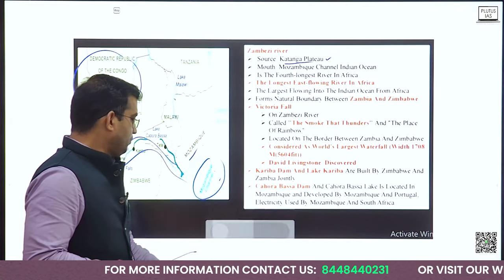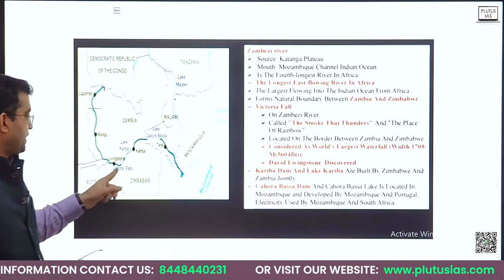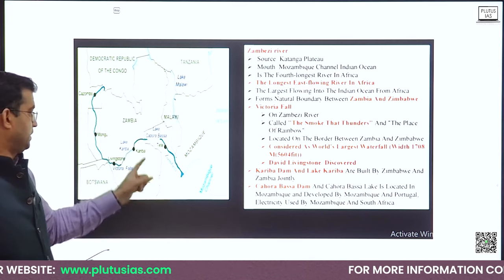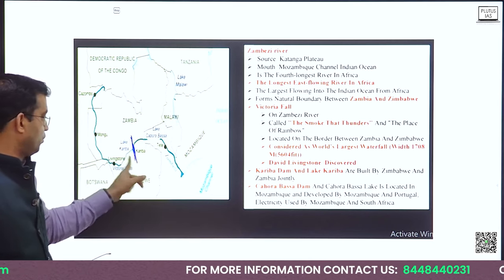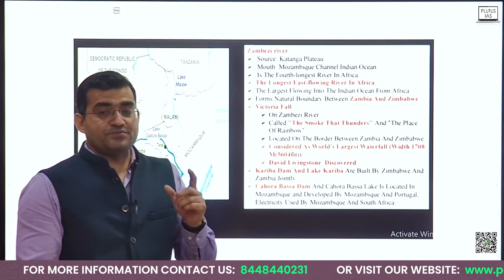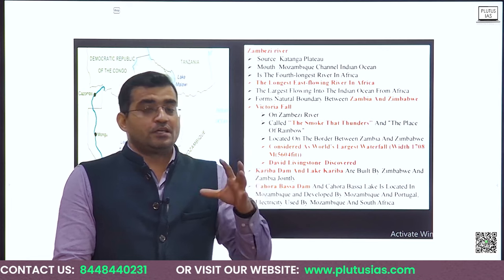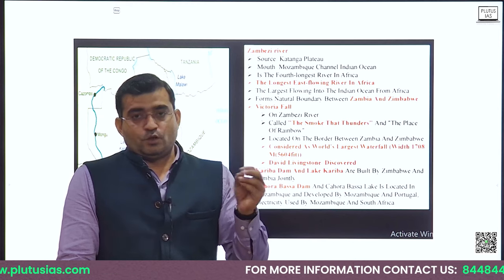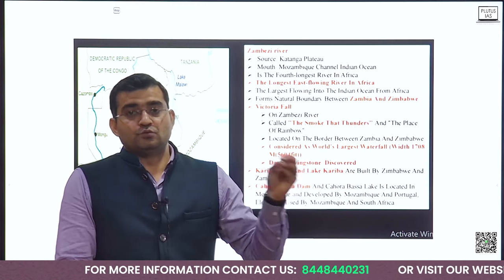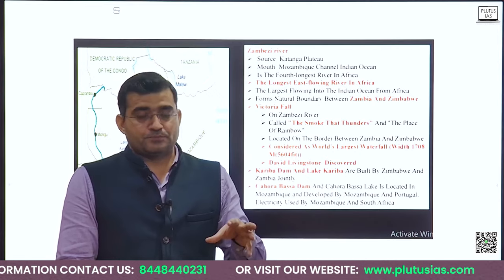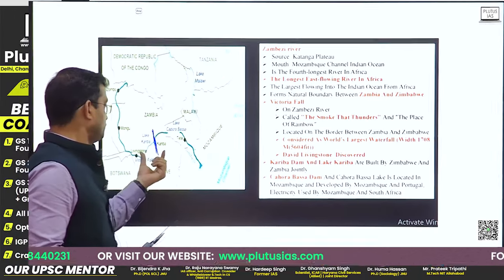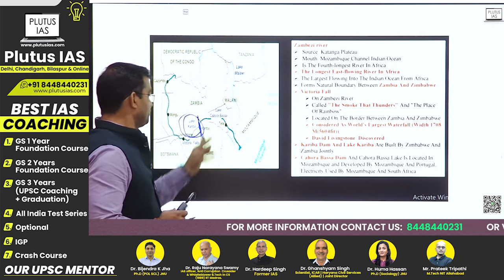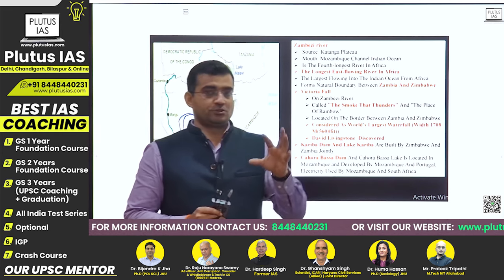The government of Zimbabwe and Zambia decided that this potential of the river should be utilized for people's well-being. It happened, and here Kariba Dam was constructed. Now, an interesting fact: Kariba Dam and Kariba Lake are on the Zambezi River. More interesting, Kariba Dam on the Zambezi River is considered the world's largest man-made reservoir. It holds millions of gallons of water, and that is why it is the world's largest man-made reservoir. That is the story.